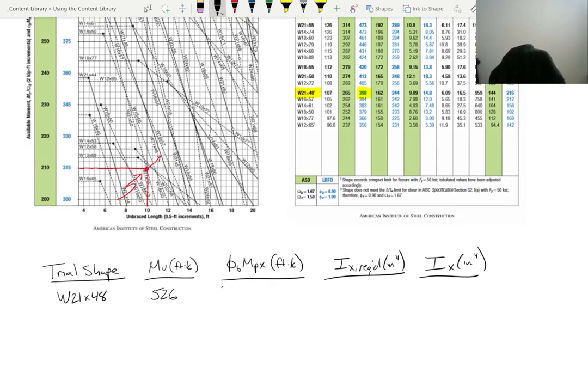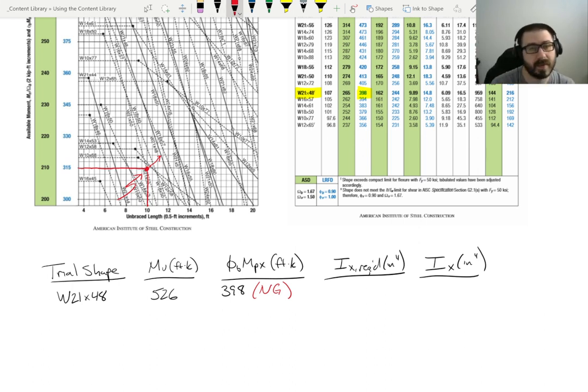Okay, so 398. And if the factored moment that's being applied to the section is 526 foot-kips, and it can only have a maximum capacity of 398, this is no good. That section isn't going to work.